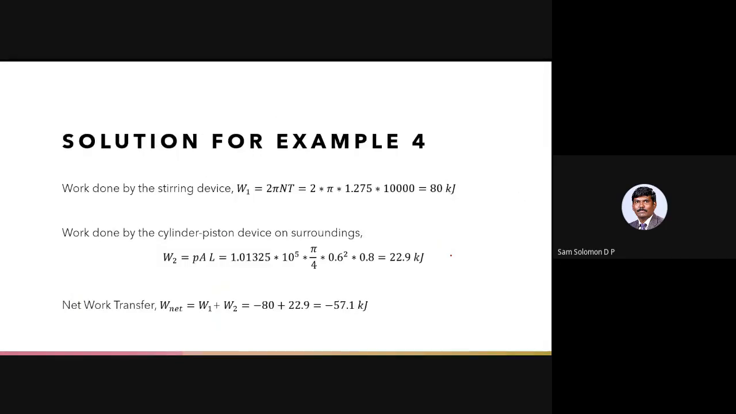Okay, so work done by the steering device is 80 kilojoule. Work done by the cylinder piston arrangement is 22.9 kilojoule. So net work transfer will be minus 80 plus 22.9, so that is minus 57.1 kilojoule. Okay. So the thing is, in thermodynamics, this is the only thing.